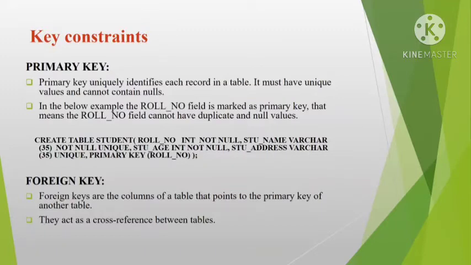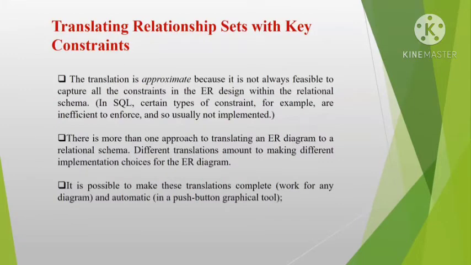This roll number is used to uniquely identify all other values like name, address, age. The next one is foreign key. Foreign keys are the columns of a table that point to the primary key of another table. This foreign key is used to connect two tables. They act as a cross reference between tables.